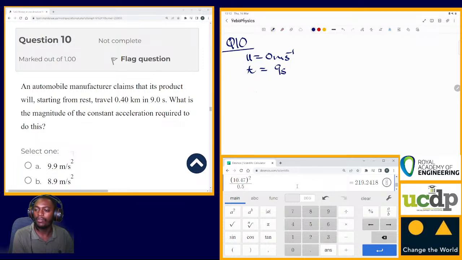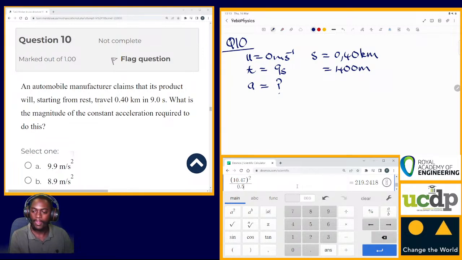What is the magnitude of the constant acceleration required to do this? So they are asking us to calculate acceleration, and we are also given the distance, which is equal to 0.40 kilometers, which is the same as 400 meters.